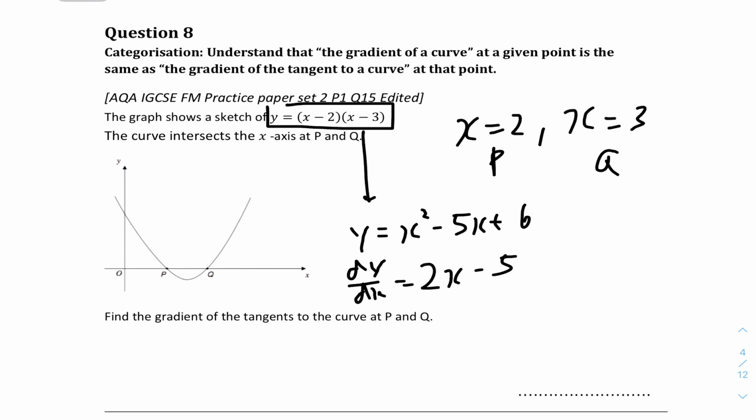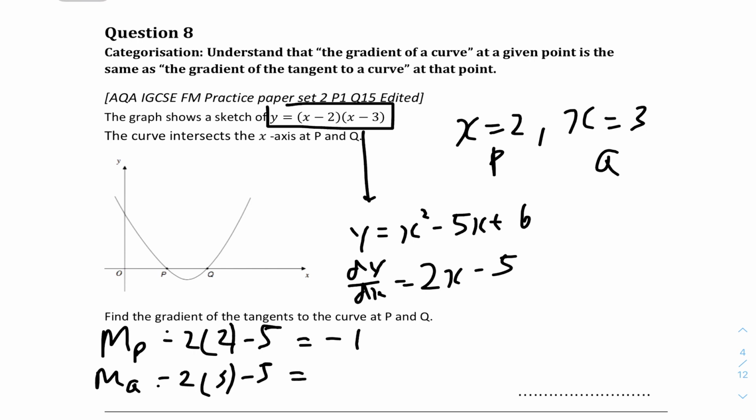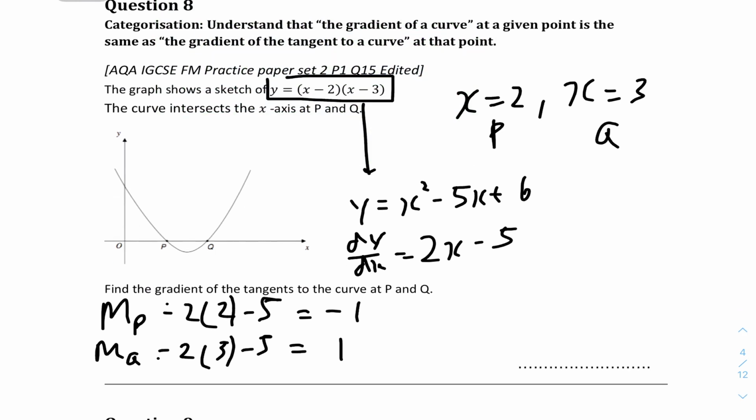So we have to take into account x equals 2 and x equals 3. So the gradient at P will be 2 times 2 minus 5, which will be minus 1. And the gradient at Q will be 2 times 3 minus 5, which will be 1. So these two are the answers. The gradient at P will be minus 1, and the gradient at Q will be 1, like so.